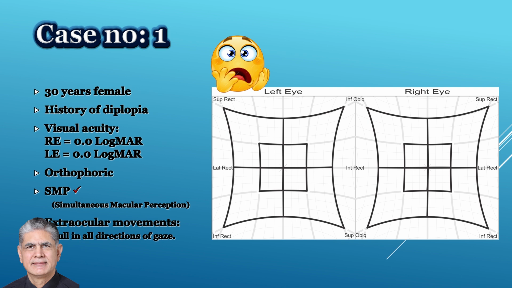Can you see any problem in it? There was no problem in it. The Hess test is perfectly alright in all directions, and even the fixation is centered. Where is the problem?